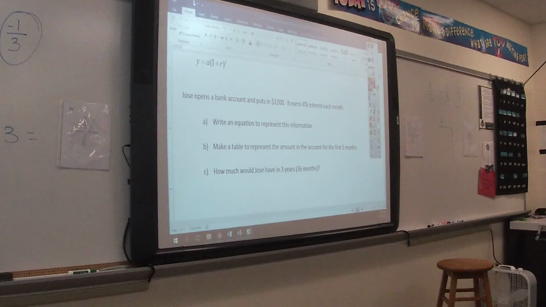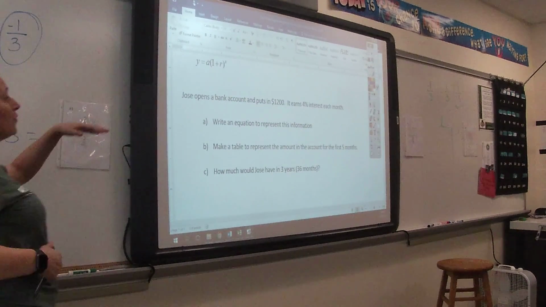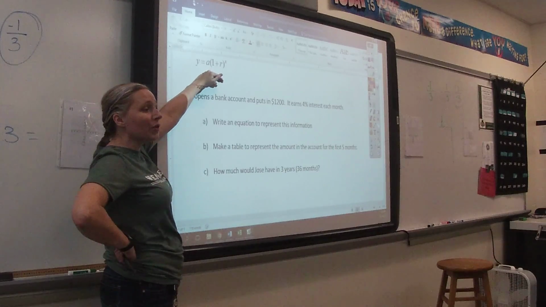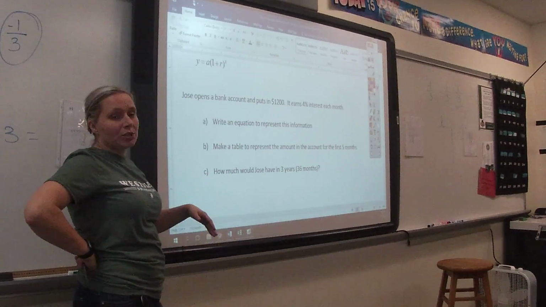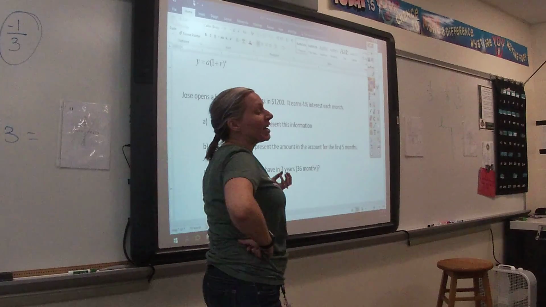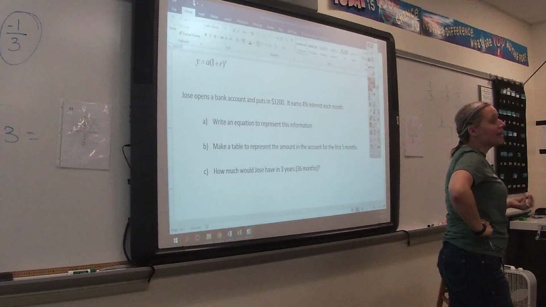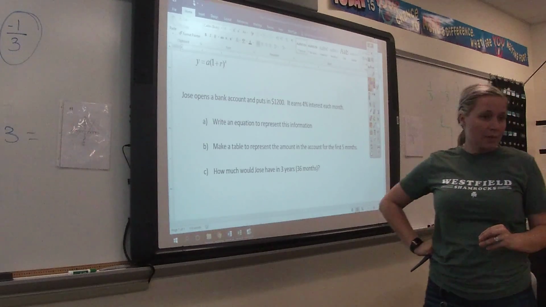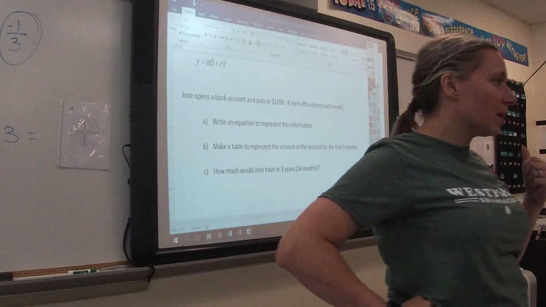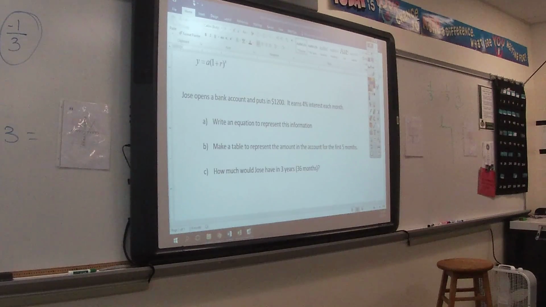So you should notice in your notes, there's a formula up here for exponential growth, and then there's a formula in the middle for exponential decay. The two formulas look exactly the same, except one has an addition sign and one has a subtraction sign. Okay, which should make sense, right? Because growth is going up and decay is going down.